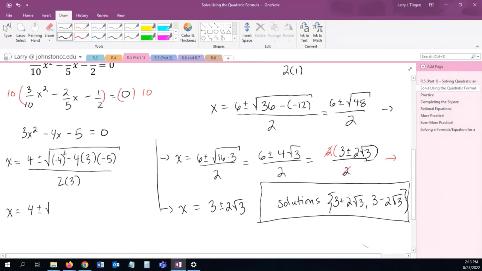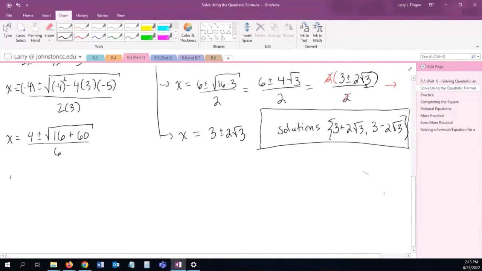Negative 4 squared, and we write it the right way. So that's going to be 16. And that's going to be minus negative 60, which is going to be plus 60, divided by 6. And so, 4 plus or minus the square root of 76 divided by 6.